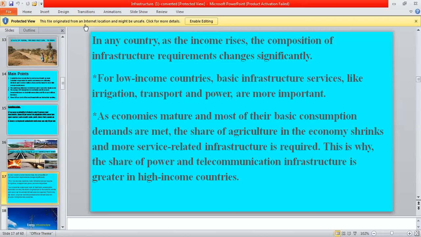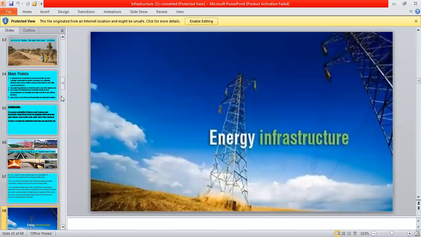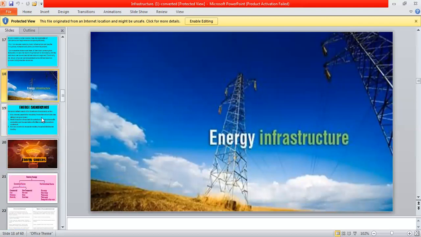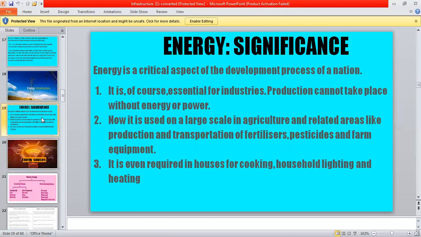When we talk about energy infrastructure, let us study what is energy infrastructure. Now, energy is very important. It is critical for the development process of a nation. Energy here means power. Energy is required for industries. You can have factories, but if there is no electricity, energy or power, production cannot take place. Similarly, for large scale production in agriculture, transportation of fertilizers, pesticides, etc., everywhere electricity is required. It is even required in households for cooking, lighting, heating, etc. What are the different sources of energy?